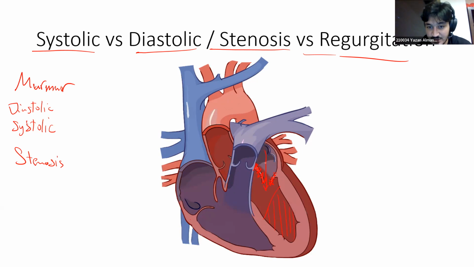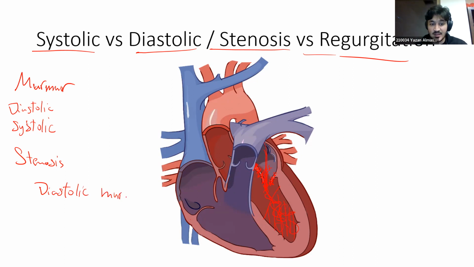However, when the mitral valve is stiff, the blood is going to be so turbulent when it's trying to go through because it's squeezing its way through it. It's going to be so turbulent that it produces a sound. And this is what causes a murmur. And since the blood goes through the stenosed mitral valve during diastole, it's known as a diastolic murmur.